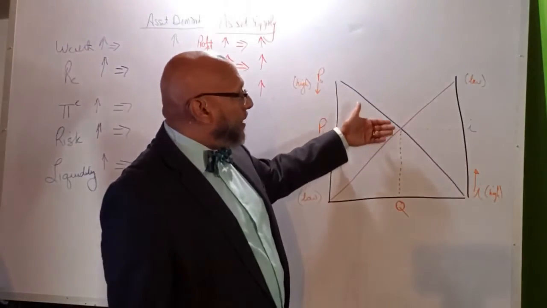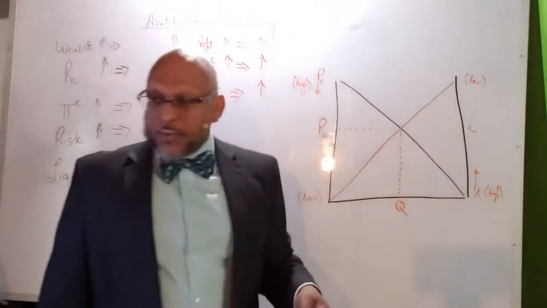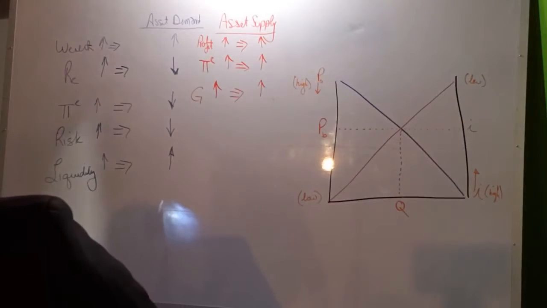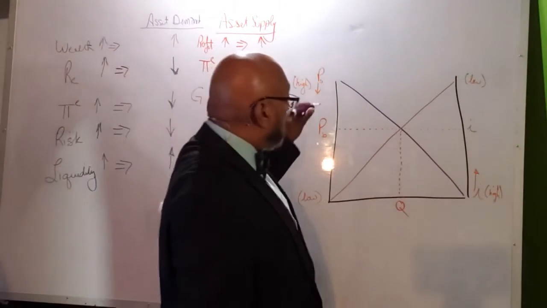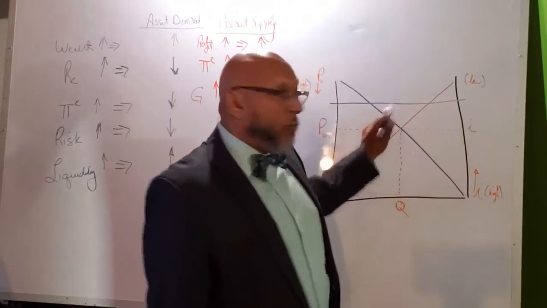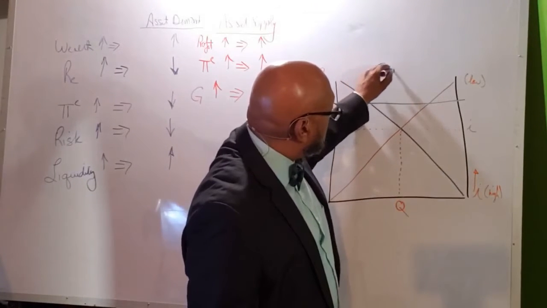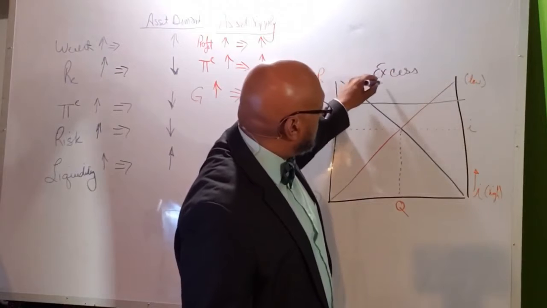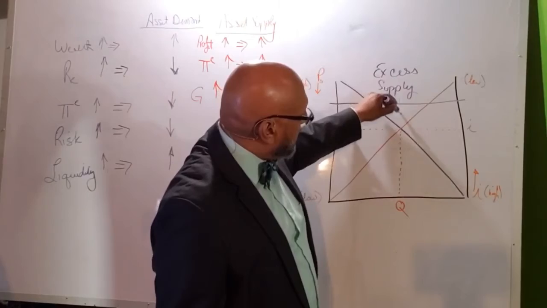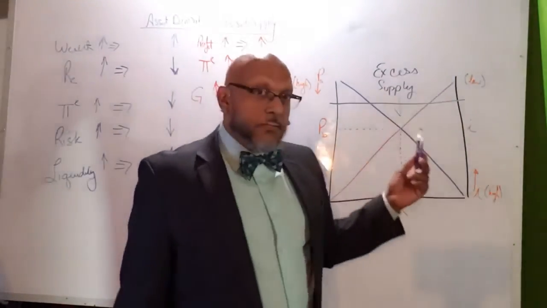Now, if the price of the bond starts to go up from equilibrium, allow me to demonstrate. If the price happens to be here, you notice that it's north of equilibrium. This portion right here is called excess supply. In an excess supply, the price has to drop down to meet the demand, which is much lower. You see, much lower at that price.